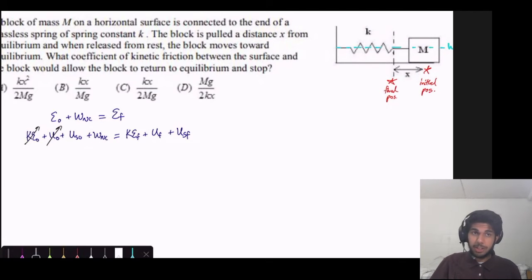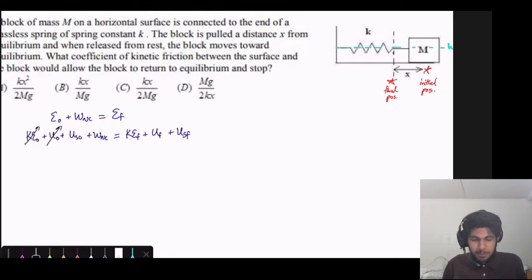Non-conservative forces, are there any present? Yes. We're trying to find the coefficient of friction, so certainly there's a frictional force there, so we need that WNC term to be there, otherwise we can't solve for mu whatsoever. Okay, so that's the left-hand side. Let's look at the right-hand side. Can we get rid of any of those?